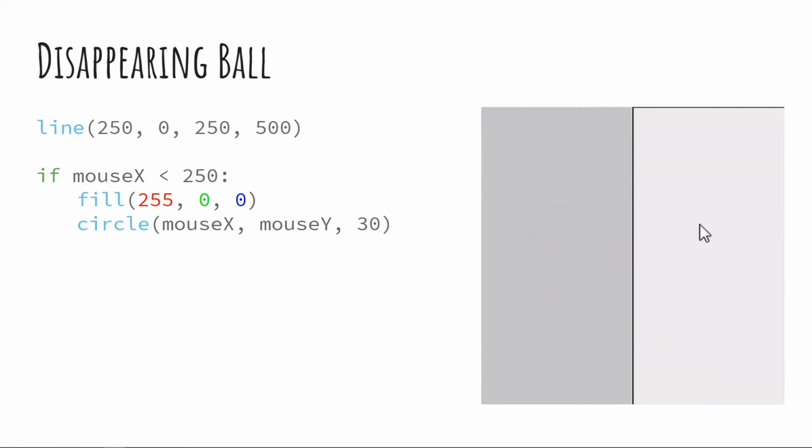So on screen we can see an example of using an if statement to change when a circle draws. We first draw a line down the center, and we say if mouse x is less than 250, so if we're in the left half of the screen, then we will say fill 255, 0, 0, which is the color red. And then we draw a circle. Both of those are only done if mouse x is less than 250. So we can see that what that accomplishes is that the circle is only drawn when the mouse is on the left side of the screen.